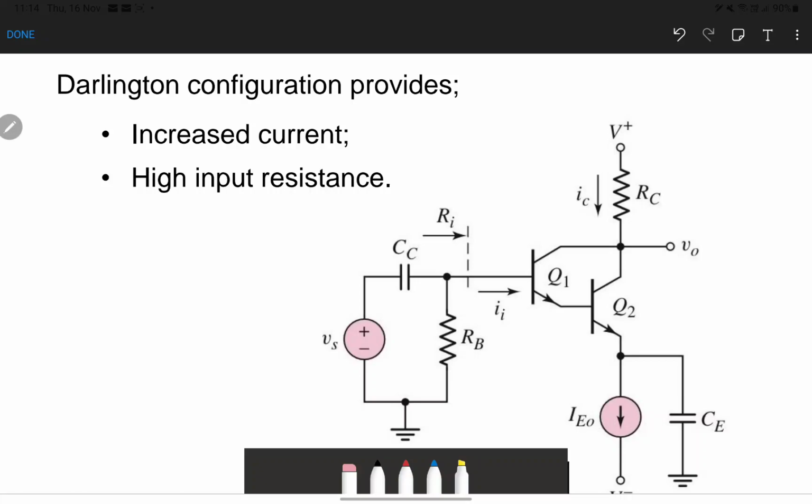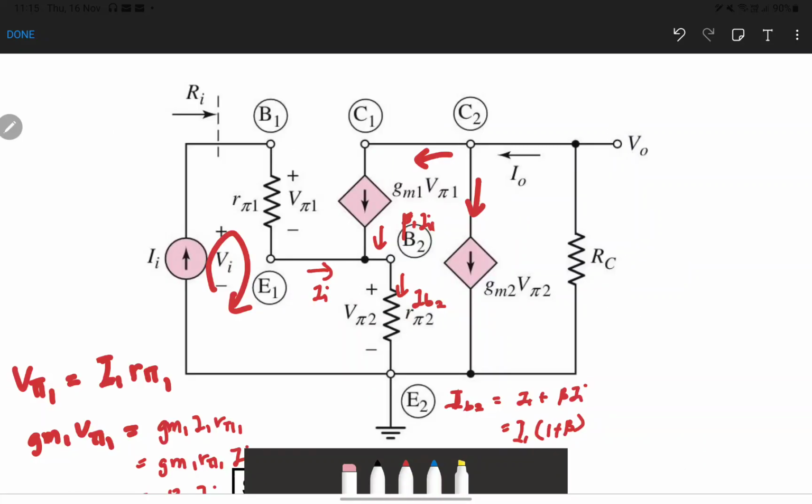From these configurations, we can conclude that this Darlington pair can provide increased current. The increased output current means that this configuration is suitable to gain up our current output, and this configuration also has high input resistance, very high input resistance for this Darlington amplifier configuration. Let us find the small signal relation for this Darlington pair configuration.